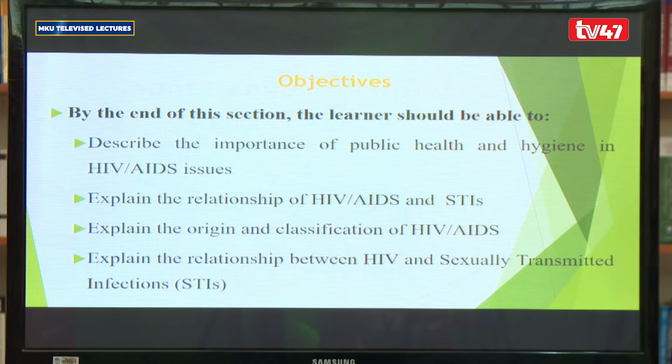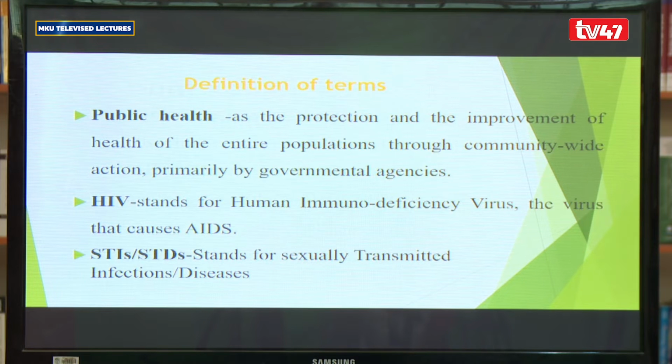We shall look at the objectives of this unit. By the end of this section, the learner should be able to describe the importance of public health and hygiene in HIV and AIDS issues. We shall also explain the relationship of HIV and STIs, explain the origins and the classification of HIV and AIDS, and explain the relationship between HIV and sexually transmitted infections, that is the STI.